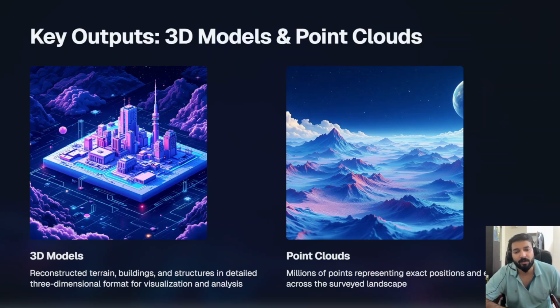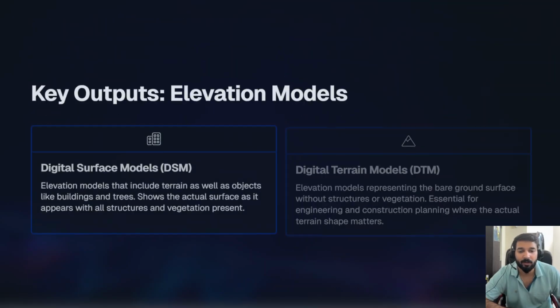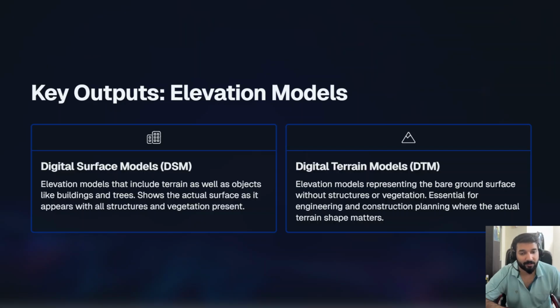Point clouds. Millions of points representing the exact position and elevation of surfaces across the surveyed landscape. Digital surface models (DSM). Elevation models that include terrain as well as objects like buildings and trees. Digital terrain models (DTM). Elevation models that represent the bare ground surface without structures or vegetation. These outputs allow engineers, planners, and surveyors to analyze terrain, measure distances, calculate volumes, and monitor changes over time.